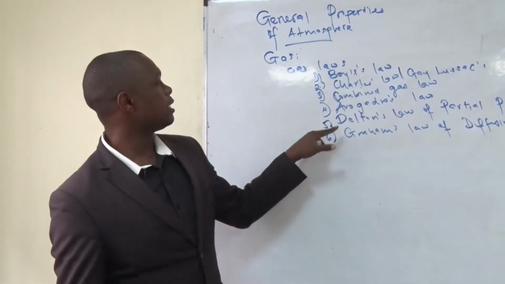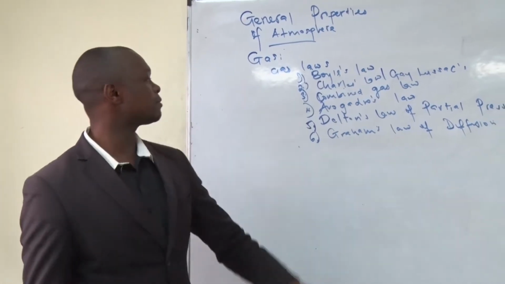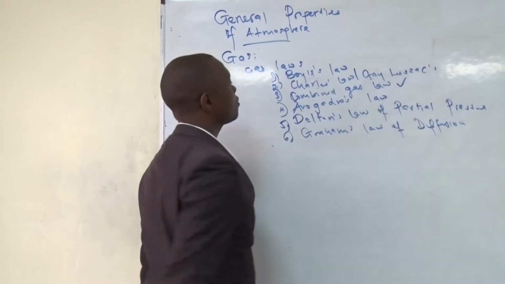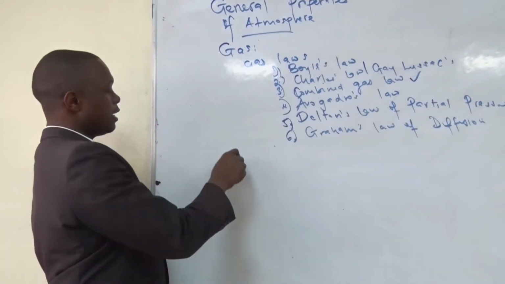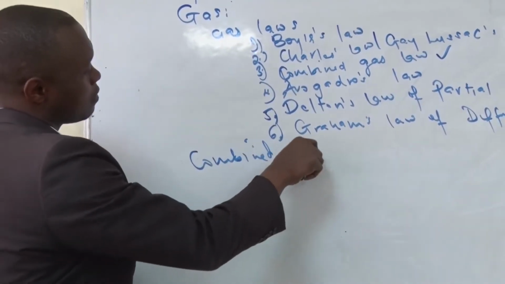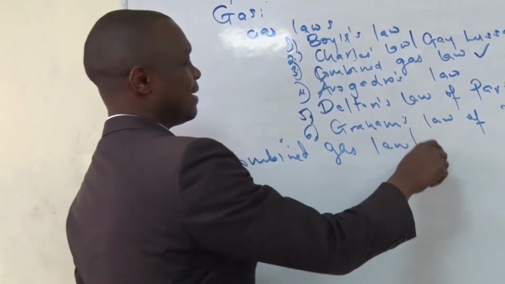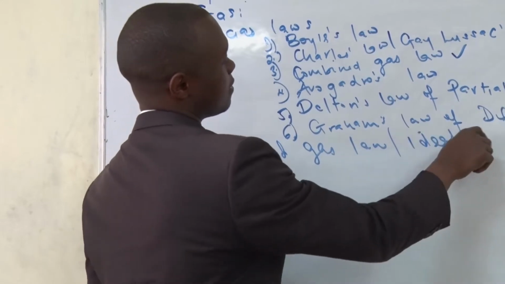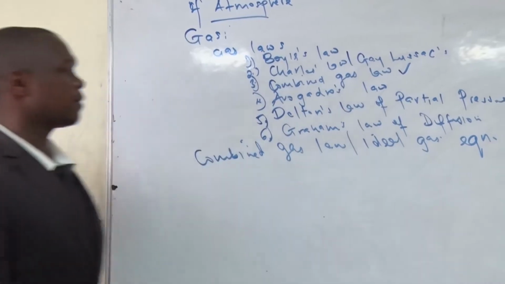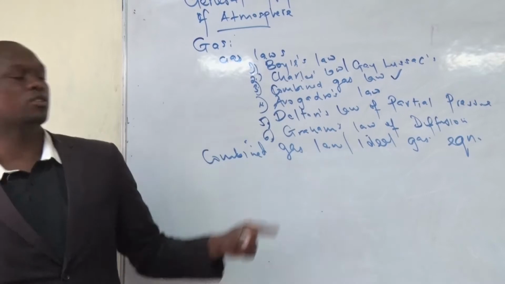We want to proceed and look at another law that we can use to describe the gases in the atmosphere, and that is now the combined gas law. Now, the combined gas law is also called the ideal gas equation. In this law, we are combining Boyle's law with Charles' law.